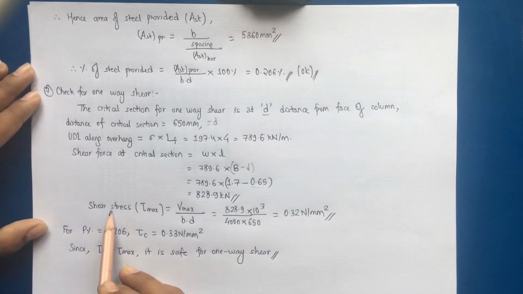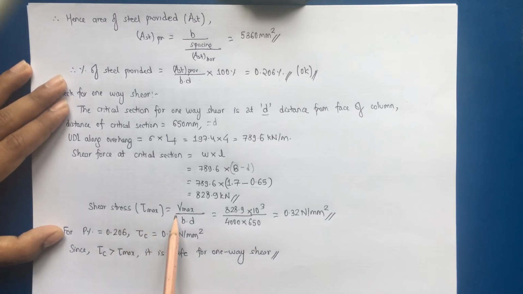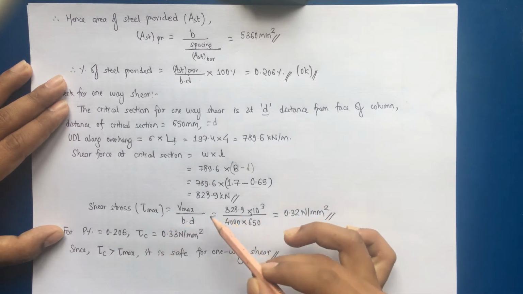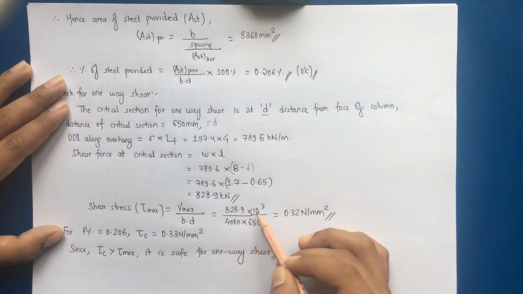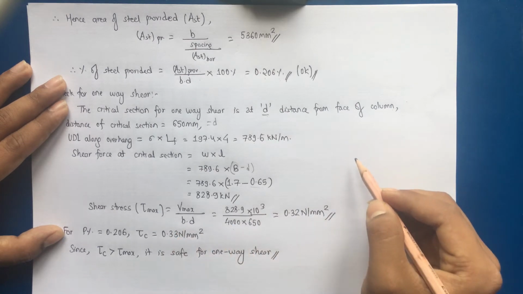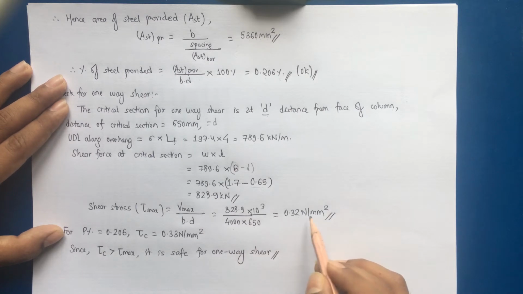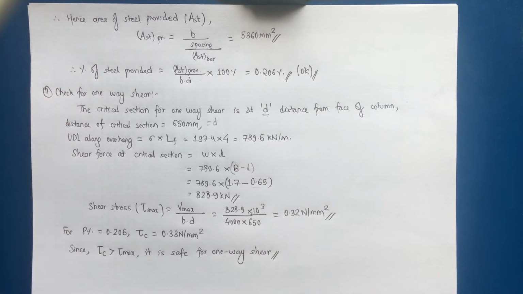Now we are going to calculate the shear stress and compare it with the shear strength of the concrete, whether it is safe or not. Shear stress is nothing but force divided by the area of the section. So tau v max is equal to 828.9 into 10 to the power 3 divided by 4000, the width of the section, into depth 650, so this comes as 0.32 Newton per mm square.